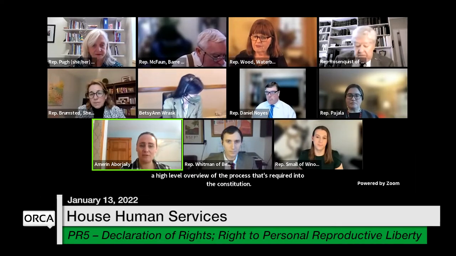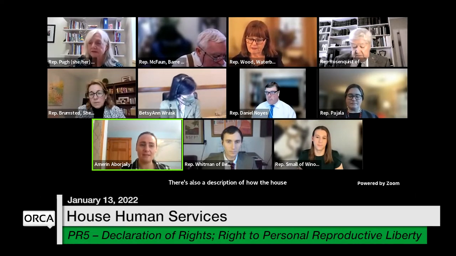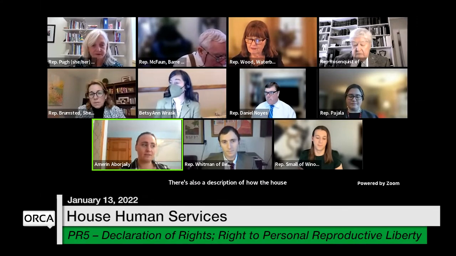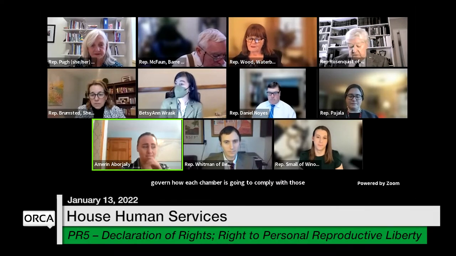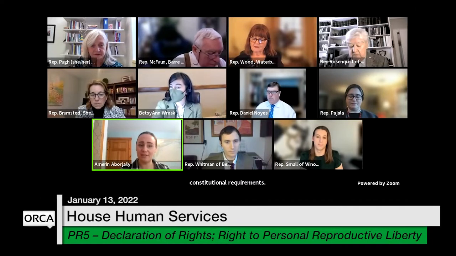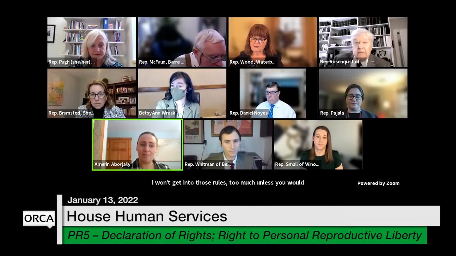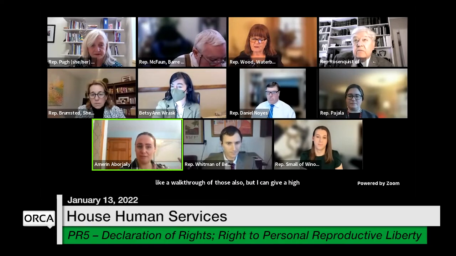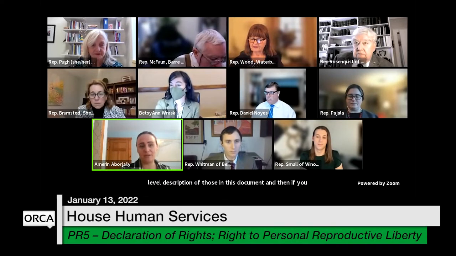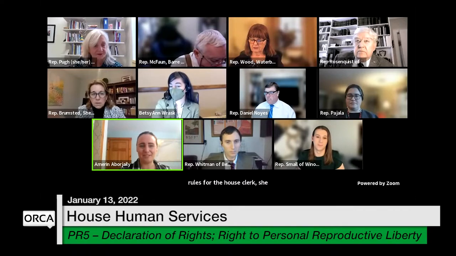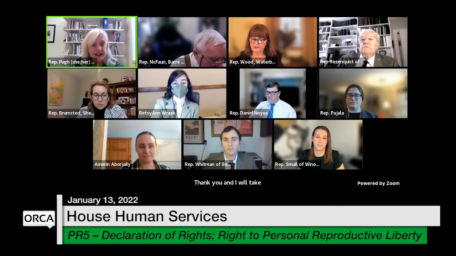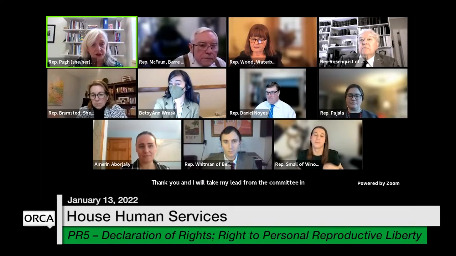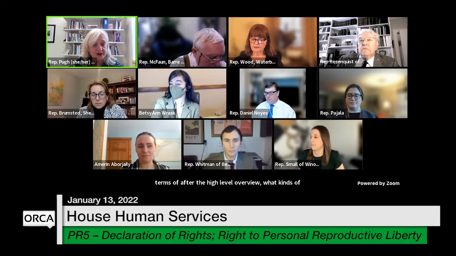Within this document, there's also a description of how the House rules and Senate rules govern how each chamber is going to comply with those constitutional requirements. I won't get into those rules too much unless you would like a walkthrough, but I can give a high-level description in this document. If you have further questions, particularly around House rules, the House Clerk hopefully will be able to answer them. Thank you. I will take my lead from the committee in terms of opening it up for questions after the high-level overview.